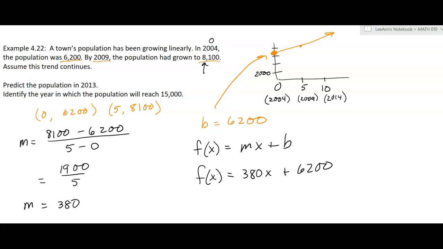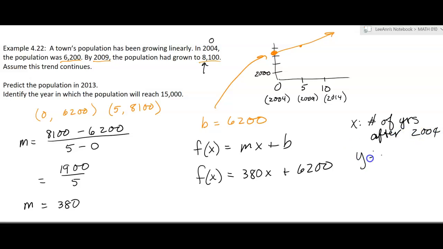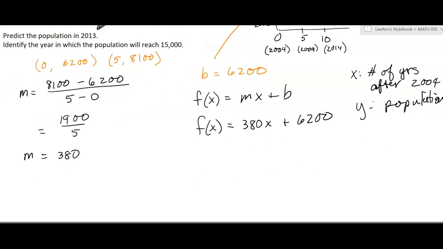So one thing you have to remember about the model: x is the number of years past or after 2004. Y is just the population, or I should say f of x. Okay. So they want us to predict the population, f of x, in the year 2013. Okay, so how many years after 2004 is that? 9 years? Okay, so I'm trying to find f of 9.